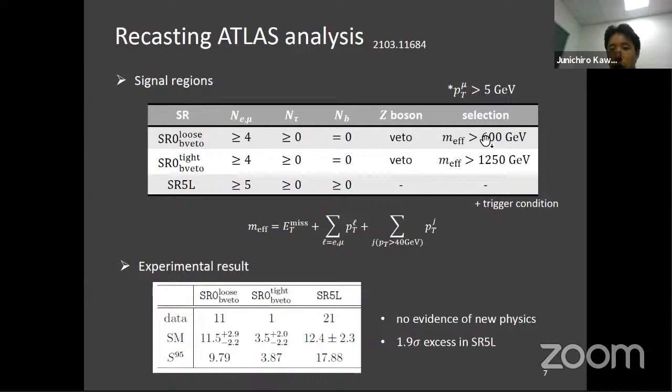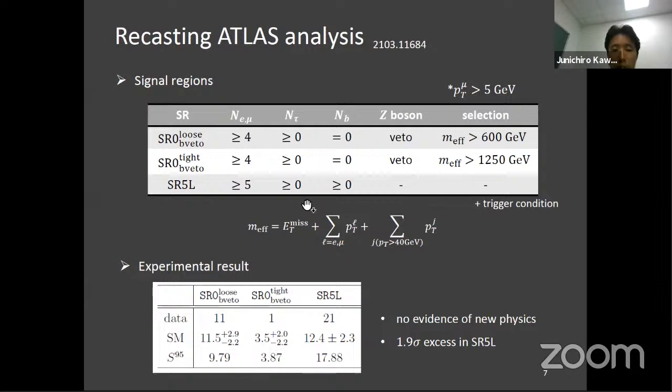They also require that the effective mass should be larger than 600 GeV in the loose region, and larger than 1.25 TeV for the tight region. Here the effective mass is defined as the sum of the missing ET plus the pT of the leptons and jets. Our signal doesn't have jets. In addition to them, they also consider a signal region with 5 or more leptons, and no further cuts are required. So we basically studied these signal regions.